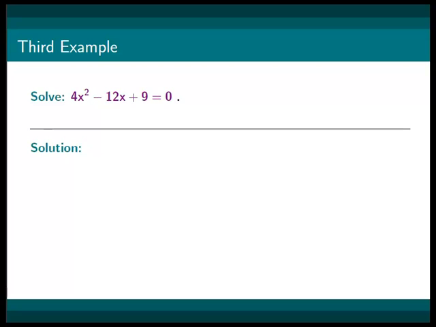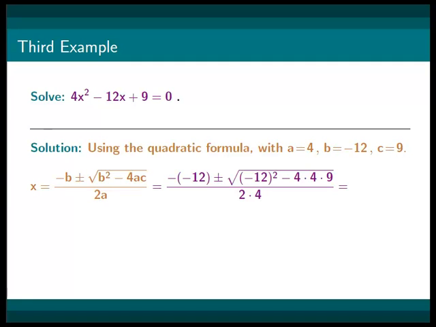In this example, we have 4x squared minus 12x plus 9 equals 0. By using the quadratic formula, with a equals 4, b equals negative 12, and c equals 9. Subbing into the formula, we have negative negative 12 plus or minus root negative 12 squared minus 4 times 4 times 9, all divided by 2 times 4.